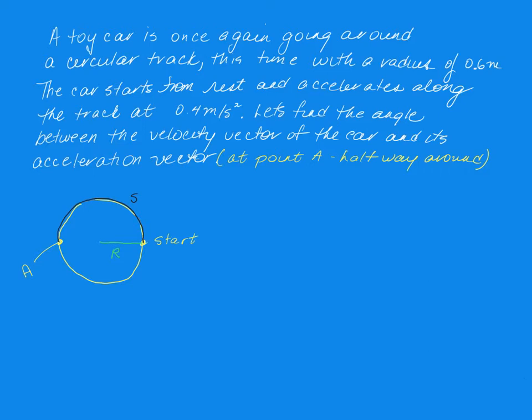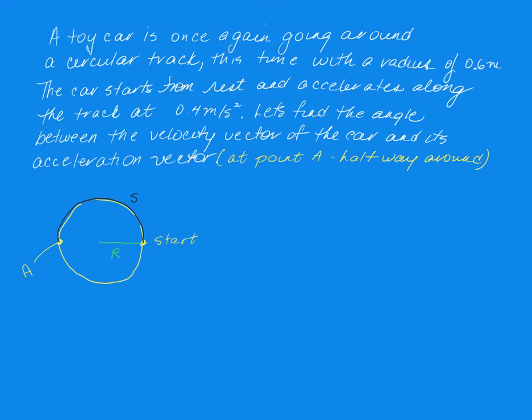Now it's your turn to try to solve a problem involving non-uniform circular motion. So once again, we have a toy car going around a circular track. This time, the radius of the track is 0.6 meters. The car starts from rest and accelerates along the track with an acceleration of 0.4 meters per second squared.